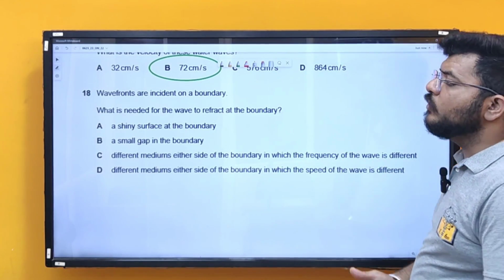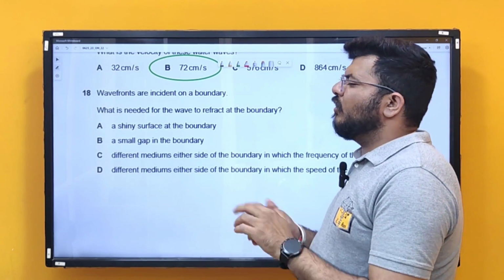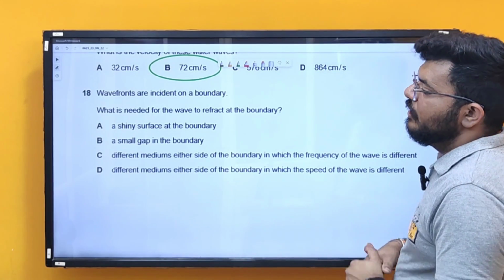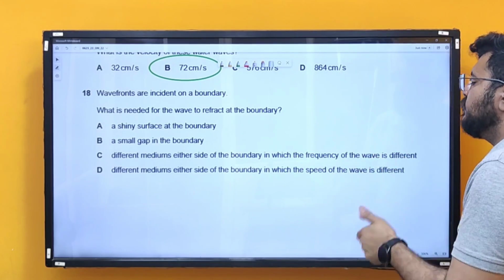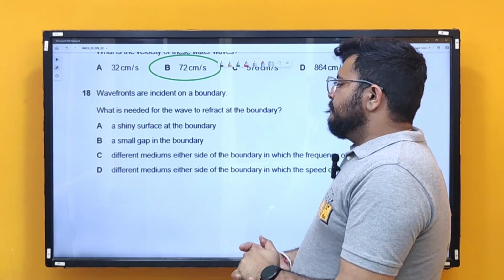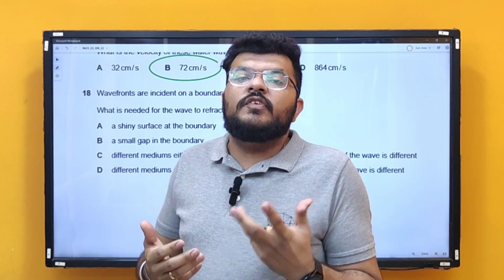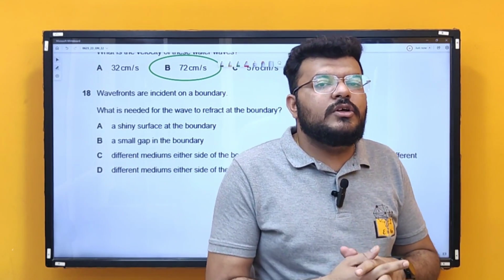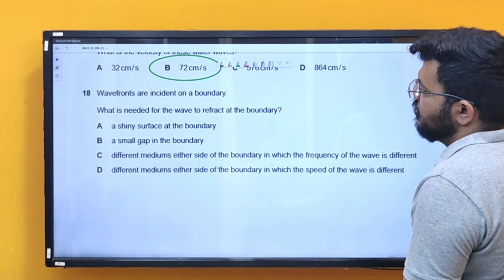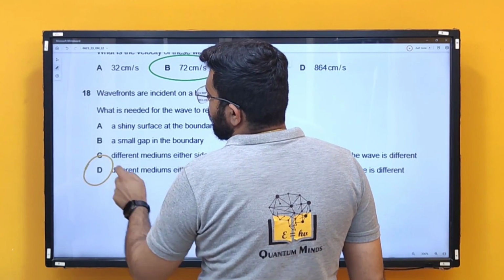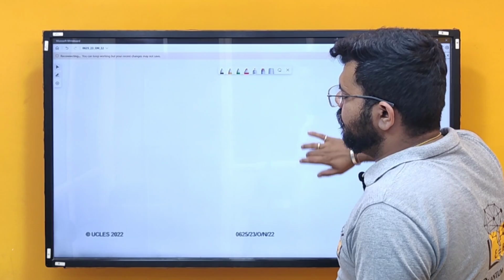Wavefronts are incident on a boundary. What is needed for waves to refract at the boundary? A shiny surface at the boundary? Not necessary, because water waves can also be refracted. Small gap in the boundary produces diffraction. Different medium either side of the boundary in which frequency of the wave is different? Frequency cannot change. For the same wave which refracts, the frequency remains same. It depends only on the source. So different medium either side of the boundary in which speed of the wave is different, which means wavelength will change and therefore refraction will be observed. So option D is your correct answer.